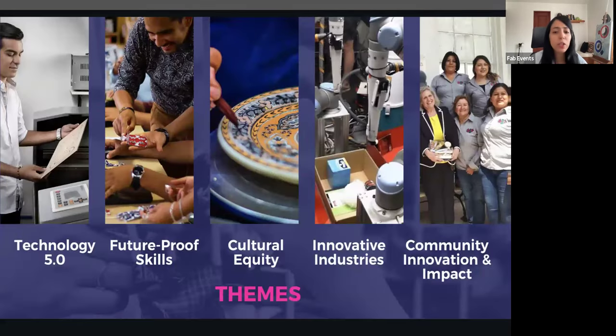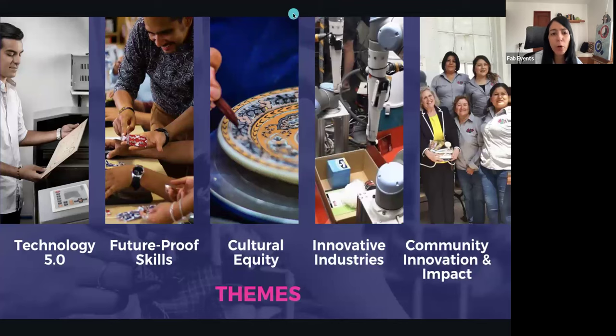The first thing we wanted to emphasize a little is the different themes that we're trying to cover during this event: technology 5.0, future-proof skills, cultural equity, innovative industries, and community innovation and impact. These are based on and targeted towards the Mexican community. I want you all to be aware of those as you start submitting your workshops, theoretical workshops, or working groups. Think of a way in which you can leave a footprint in Mexico with the work that you're doing in your own locations, bringing it back to the Mexican community.